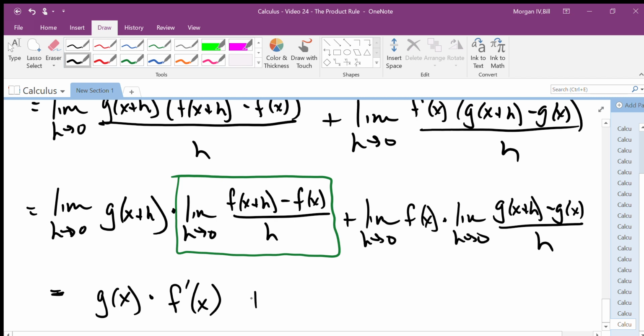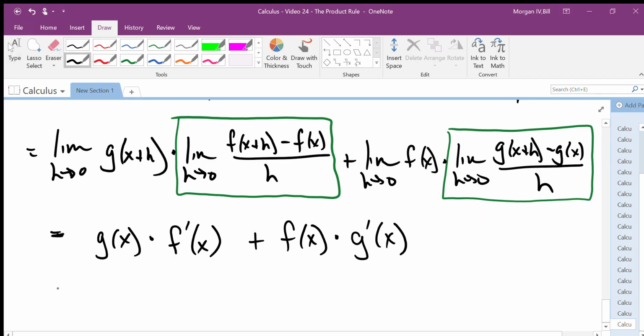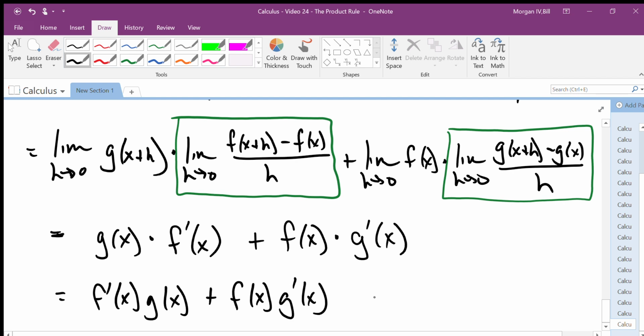Then plus, the limit as h goes to 0 of f of x, well, that doesn't even have an h in it, so it is just f of x, times, and again, in green, the limit as h goes to 0 of g of x plus h minus g of x over h is, by definition, the derivative of g of x, g prime of x. And if you want to switch the order, this is f prime of x, g of x, plus f of x, g prime of x, and we have proven this. Okay, so we've proven the product rule.